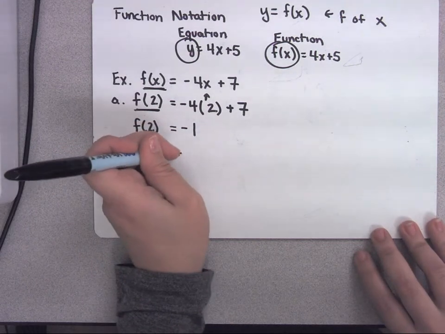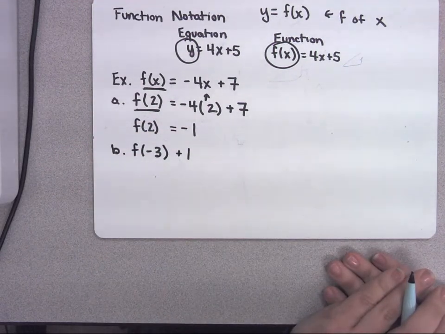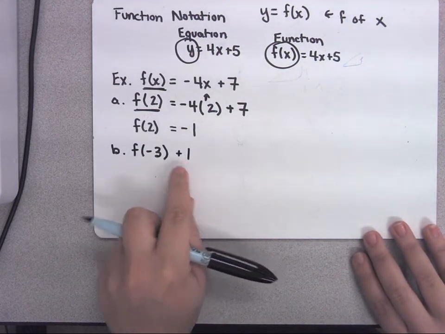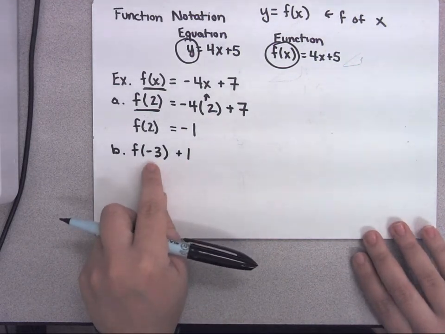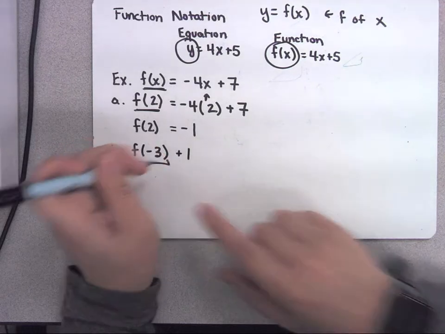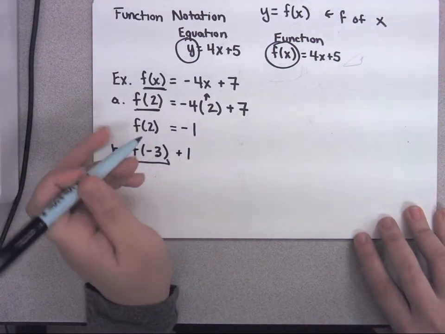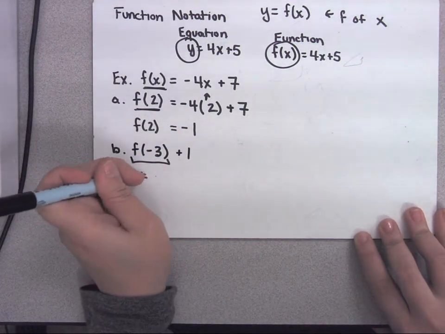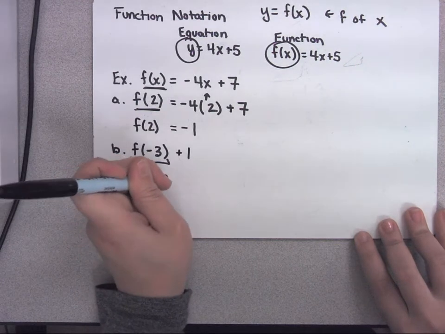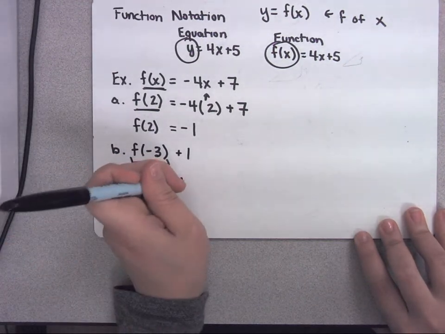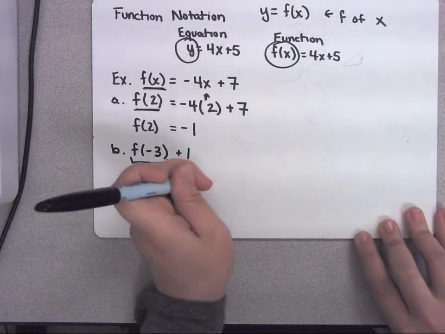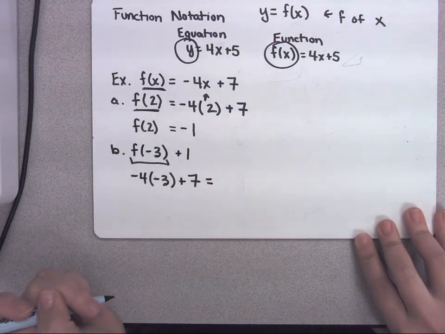Also, then look, it's going to write this. It wrote plus 1 at the end. Scary. Does this have anything to do with this parentheses? No. Do this first. Plug in negative 3 into that equation. So negative 4, plug in negative 3 in parentheses, plug it in your calculator, that, plus 7. Find that answer.